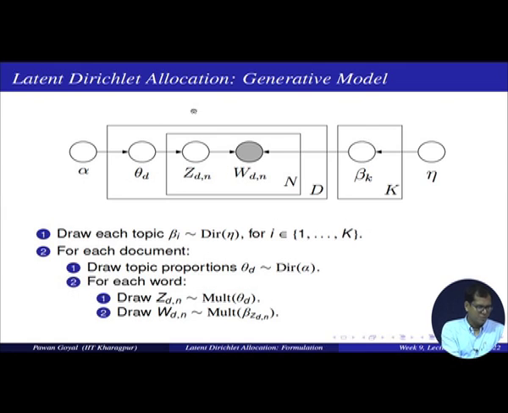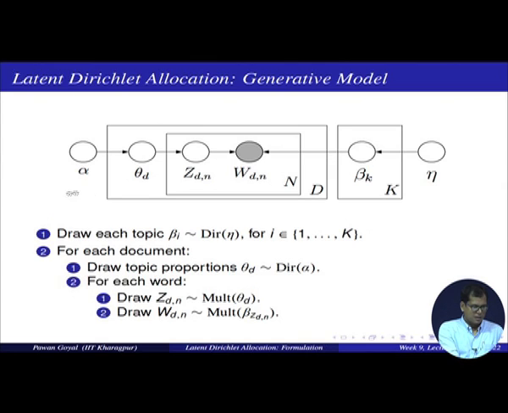So what is the generative model? Firstly, you draw each topic beta i as per the Dirichlet hyperparameter eta. And you do that for all the K topics. So first of all, in this generative model, you are drawing your topics. So fine, I have my capital K topics.